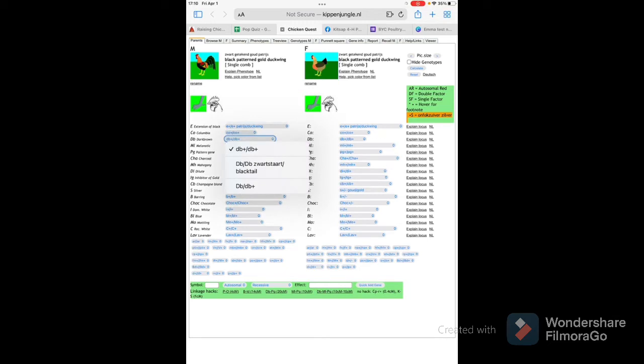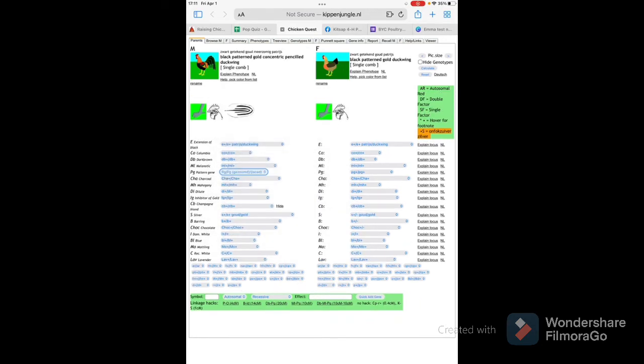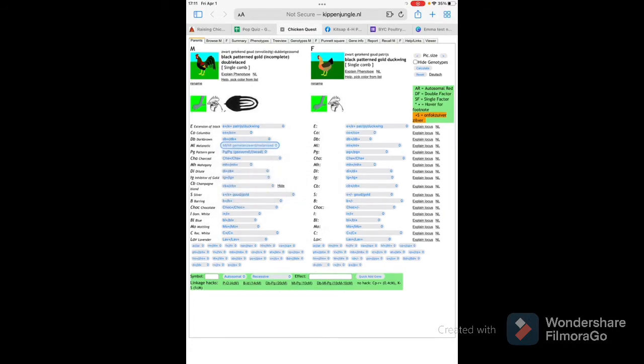Next we have Dirk Brown, which works kind of like Columbian, and it's a black restrictor gene. And then next down, we have melanotic, melanized. It is also a gene that contributes to lacing. And next here, we have pattern gene, which once again contributes to lacing. So see if we have that. Double laced. Whoops.